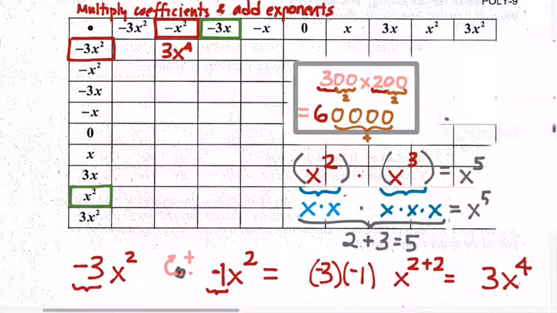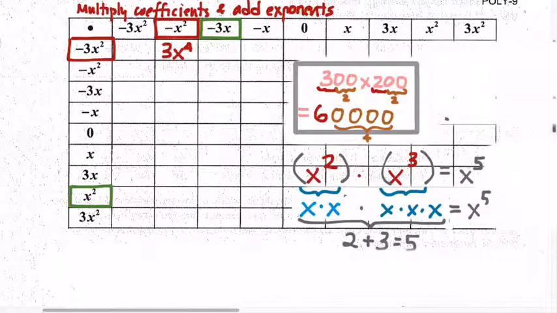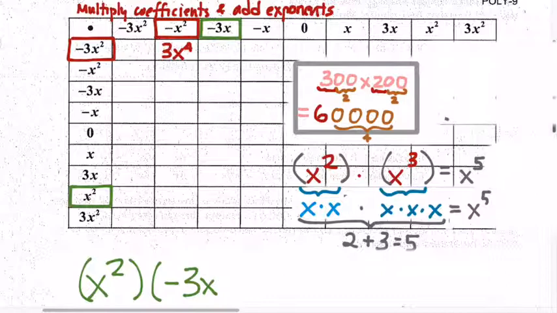So those were like terms to begin with, right? So we could combine them even before when we were adding their results together. But what about x squared and -3x? Those were not like terms when we tried to add them together. What happens if we try to multiply them instead? X squared times -3x. What happens?